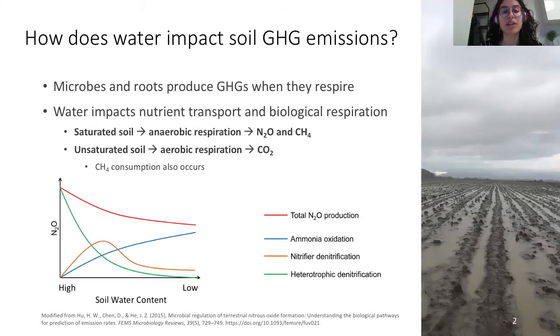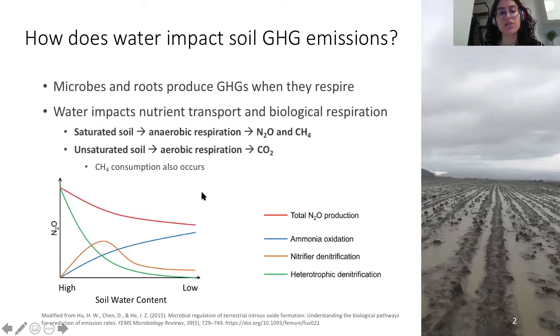When a soil is saturated, its pores are filled with water instead of air, so anaerobic respiration dominates, which produces nitrous oxide and methane. In unsaturated soils, there's more oxygen in the pores, so aerobic respiration takes place, the product of which is carbon dioxide. In well-aerated soils, methane consumption can also occur.